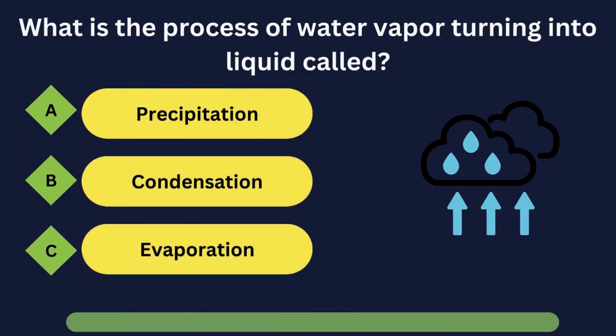What is the process of water vapor turning into liquid called? A. Precipitation. B. Condensation. C. Evaporation.